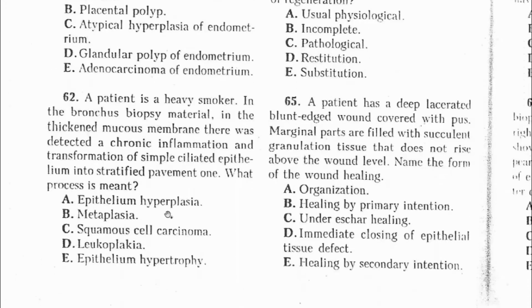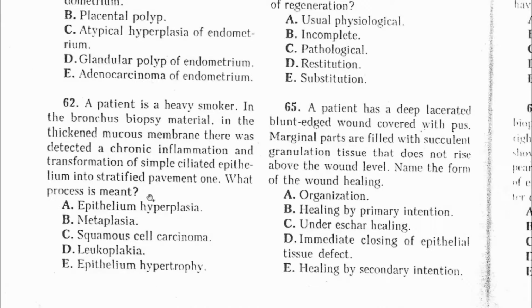62. A patient is a heavy smoker. In the bronchus biopsy material in the thickened mucous membrane, there was detected chronic inflammation and transformation of simple ciliated epithelium into stratified squamous epithelium. What process? Movement from one type of cell to another type is called metaplasia. So your answer is B.